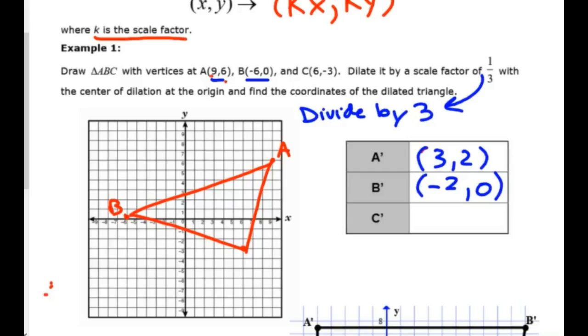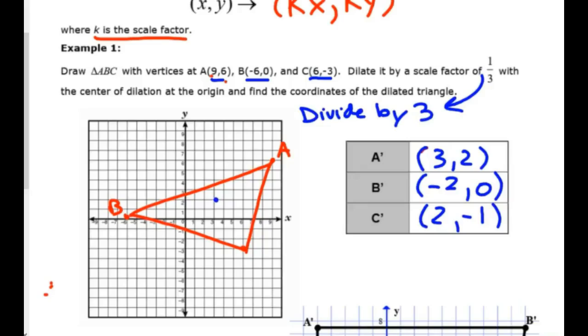Okay, and let's do the same thing with letter C. We got 6, negative 3. So 6 divided by 3 is 2. Negative 3 divided by 3 is negative 1. So can you plot those 3 points?